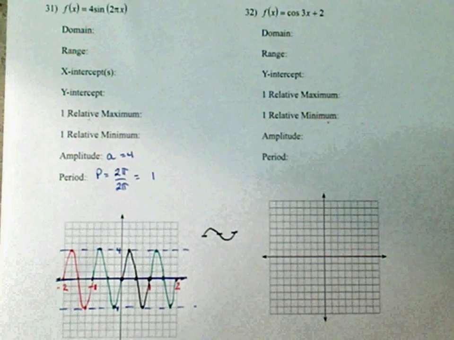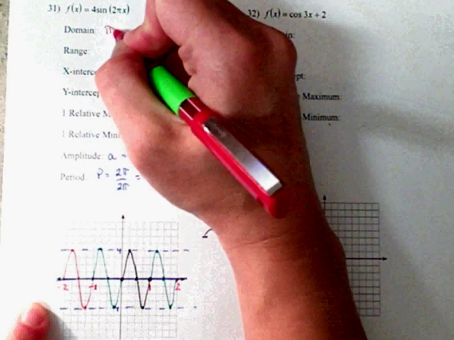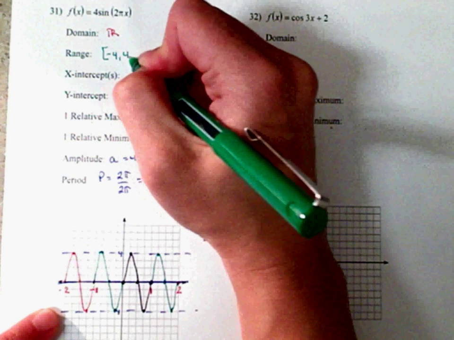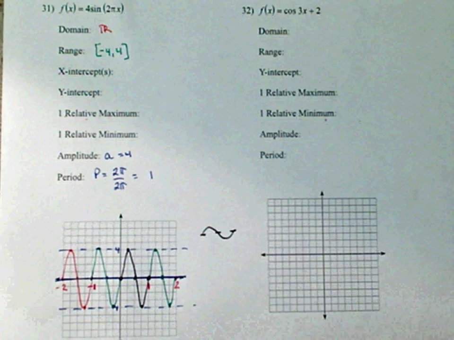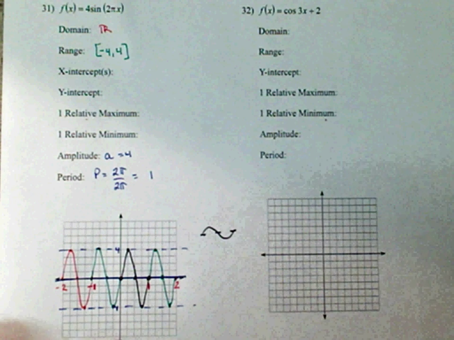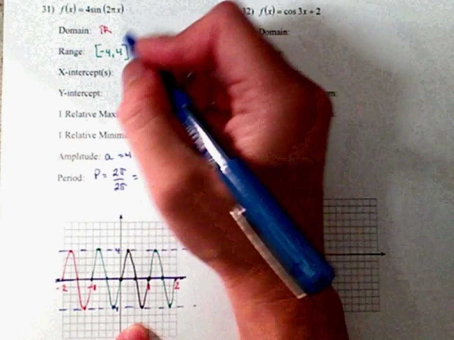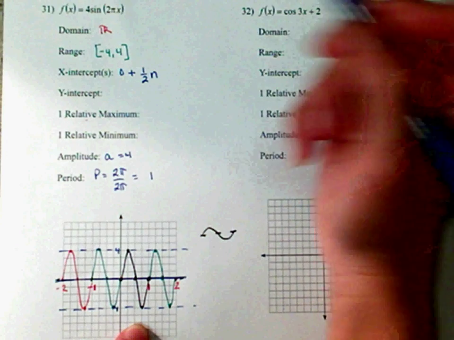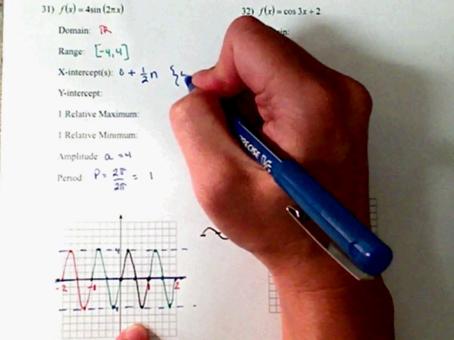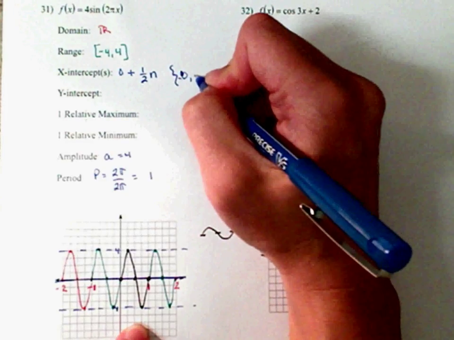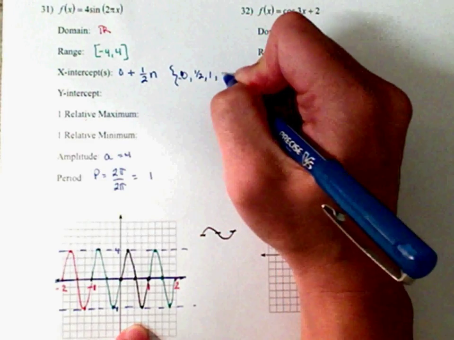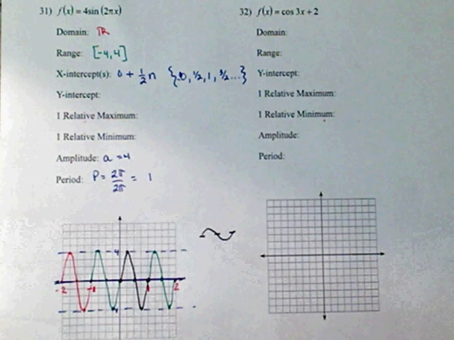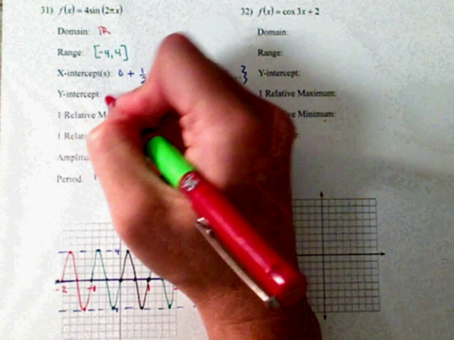Your domain, far left to far right, all real numbers. Your range goes from negative 4 to positive 4. Your x-intercept, you're crossing the x-axis every half. So I'm going to pick 0, and I'm going to put 1 half in. If you wanted to, you could start off with 0, 1 half, 1, 3 halves. You can list them out if you want as a set. Your y-intercept is at 0.